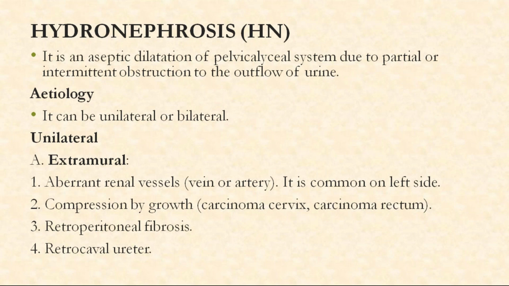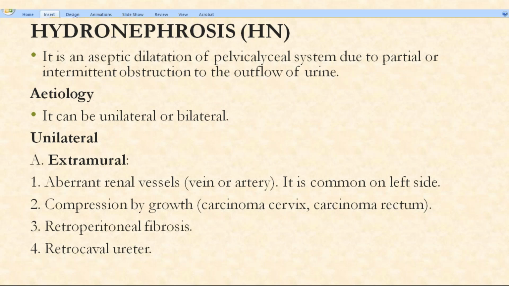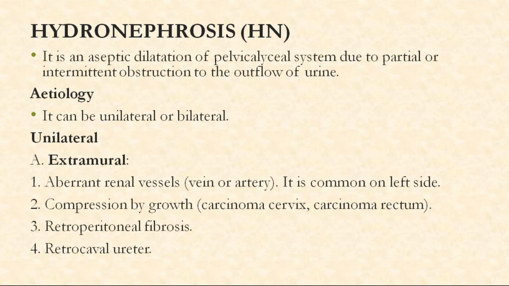Next, we have to talk about hydronephrosis. Hydronephrosis can usually be asked as a long essay question or a short note, so you need to know something about it. What is hydronephrosis? It is an aseptic dilatation of the pelvicalyceal system, either partial or complete. This is also one of the complications of renal tuberculosis.